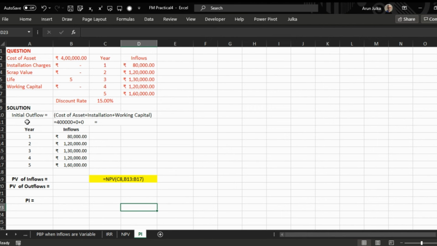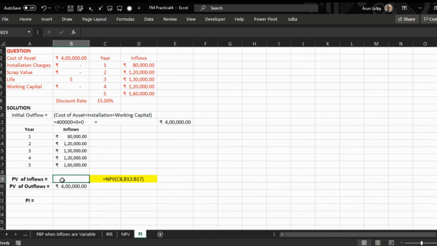In order to calculate profitability index, first we calculate initial outflow, which equals cost of asset plus installation charges plus initial working capital required. Amount is 4 lakh. This amount exactly equals the present value of outflow.